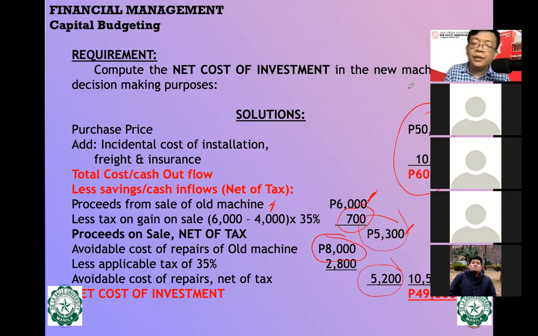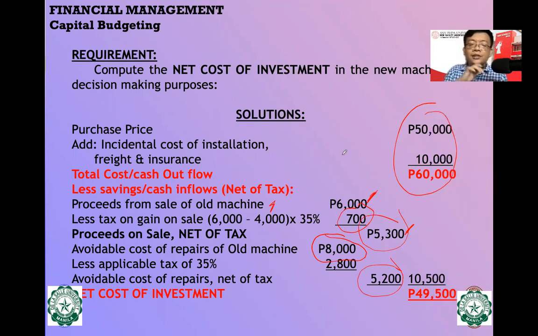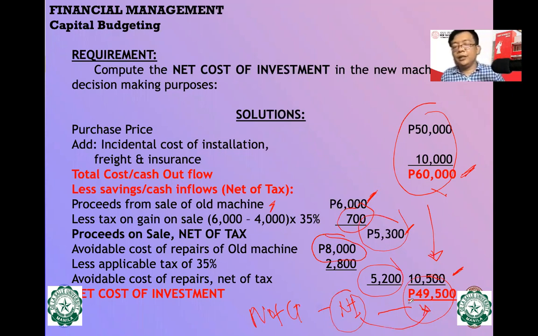So, meaning 5,300 plus 5,200, what do you call that? Cash inflow or cash savings. Look at the 10,500 and 60,000. It is to be deducted: 60,000 minus 10,500. Your investment here is 49,500. This is what we will use in computing our net present value. What is the formula? Present value of your cash flow minus net investment. Your investment here is 49,500.